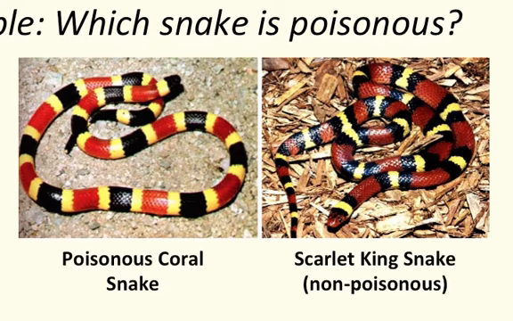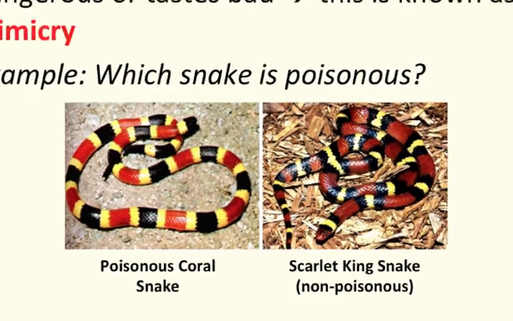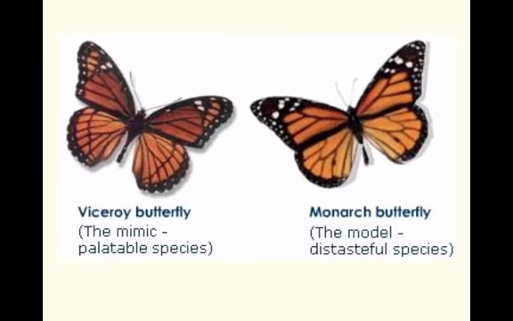So here you can see the poisonous coral snake as compared to the scarlet king snake, which is not poisonous. But that scarlet king snake has mimicked its colors so that predators would think it is the poisonous coral snake and therefore would not go near it, if they have any learned response to stay away from a poisonous snake. Here's another example, the viceroy butterfly compared to the monarch butterfly.